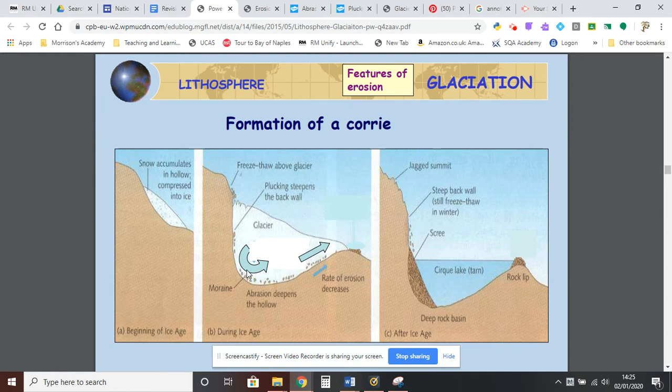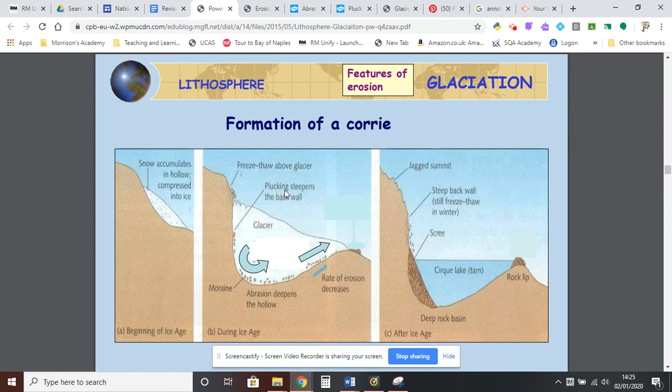Third point is the glacier starts to move due to its own weight because of gravity, and due to this process known as rotational slip. Okay, your next point is that as it moves, it causes two processes of erosion. These are abrasion, you're going to want to write that, and plucking, which we can see up here.